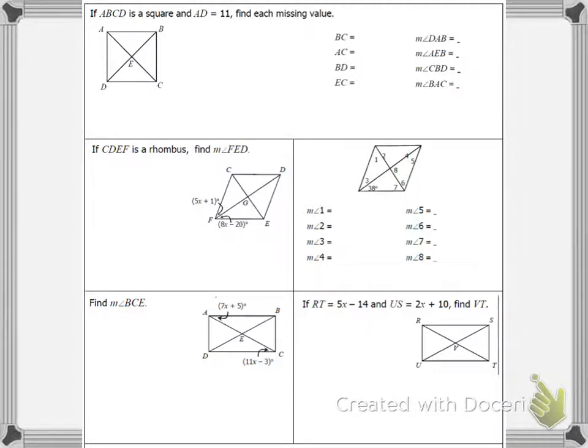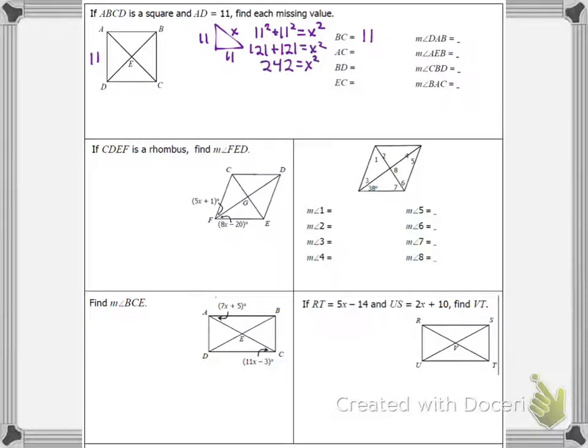Okay, now we have a square with side length of 11. We need to find each value. So we know all sides are congruent, so that is 11 for BC. If I drew a triangle with 11 and 11, and I wanted to find the hypotenuse, which is really AC as well as BD, because diagonals are congruent, that's going to be 11 squared plus 11 squared equals x squared, or 121 plus 121 equals x squared.